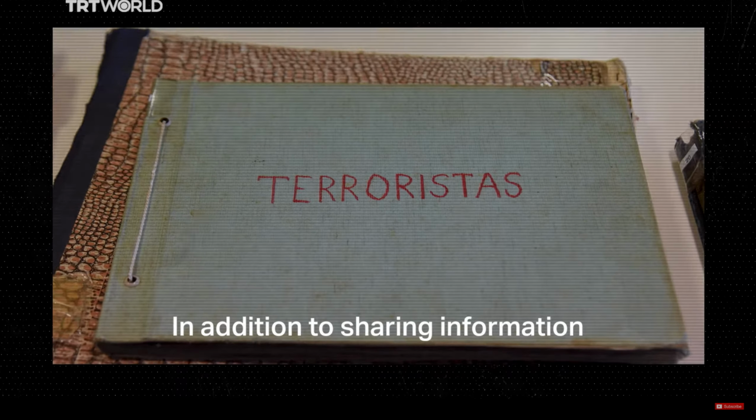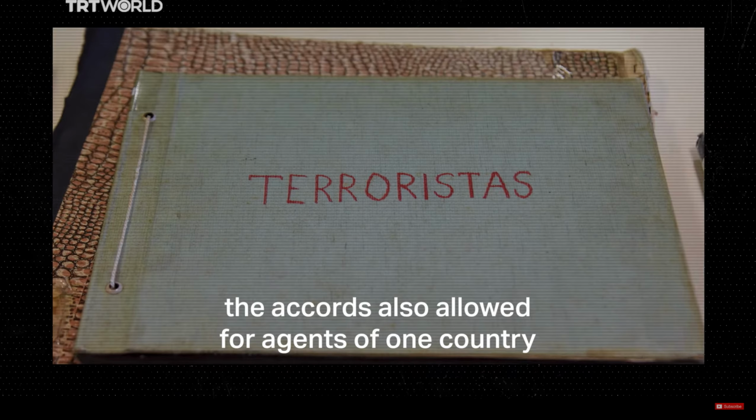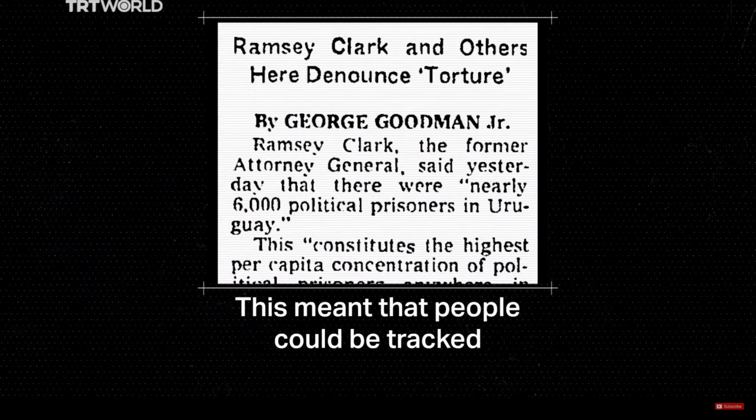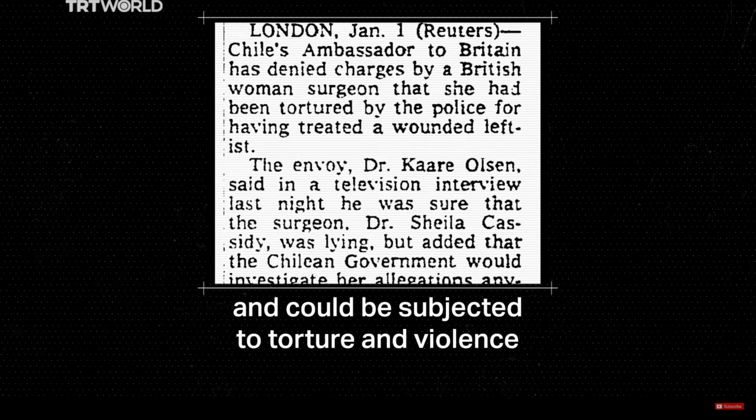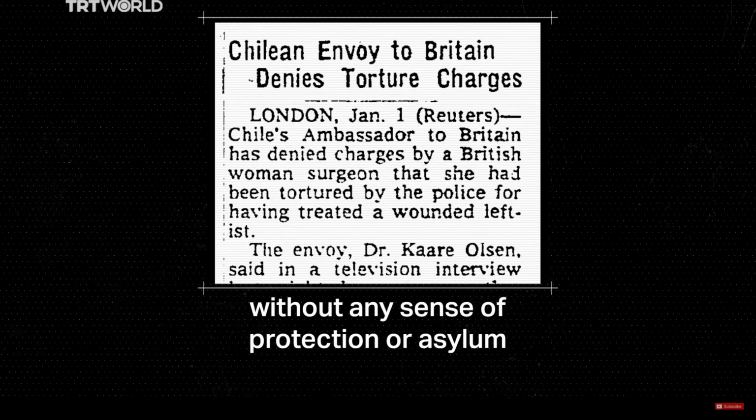In addition to sharing information, the accords also allowed for agents of one country to operate easily in another. This meant that people could be tracked and captured easily even after fleeing their country, and could be subjected to torture and violence without any sense of protection or asylum.